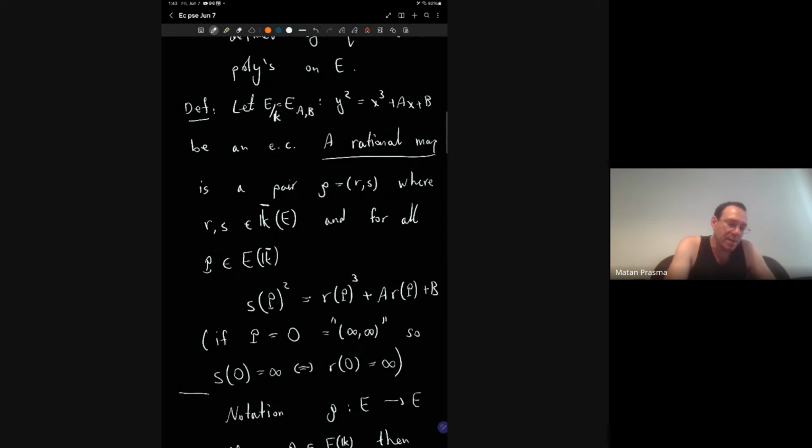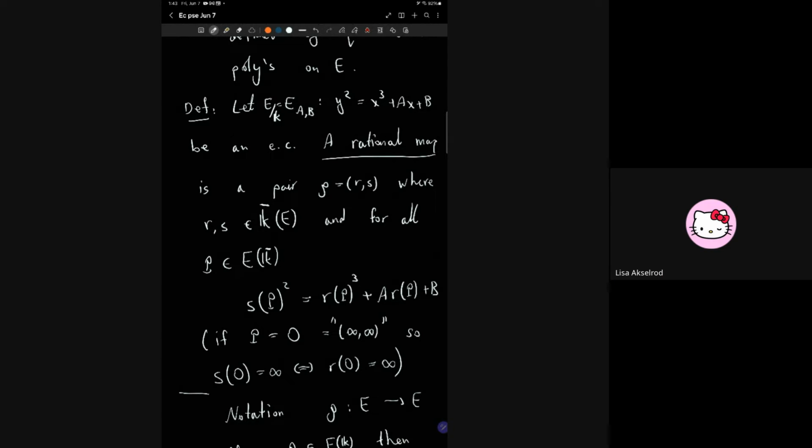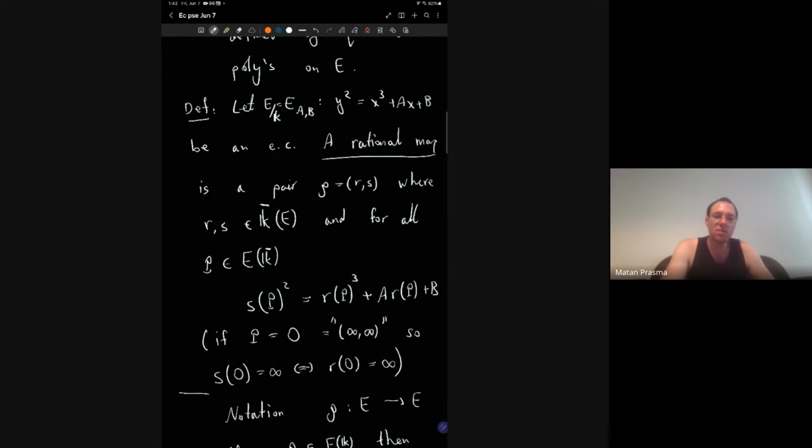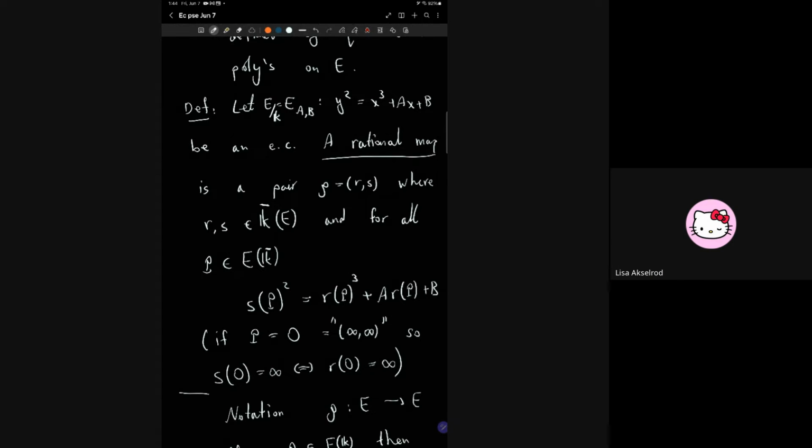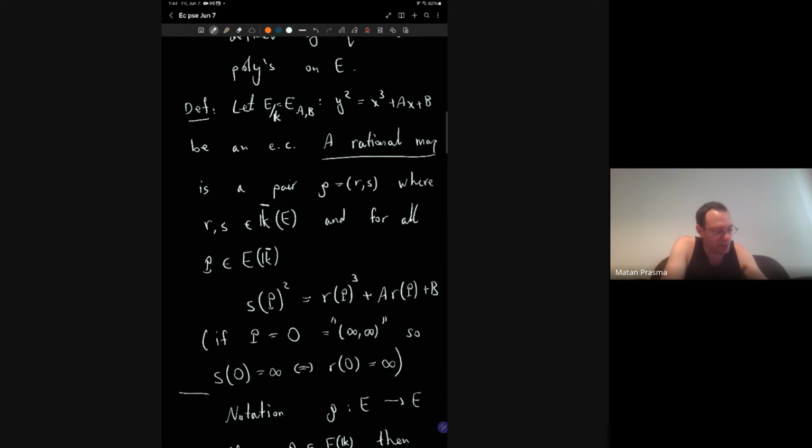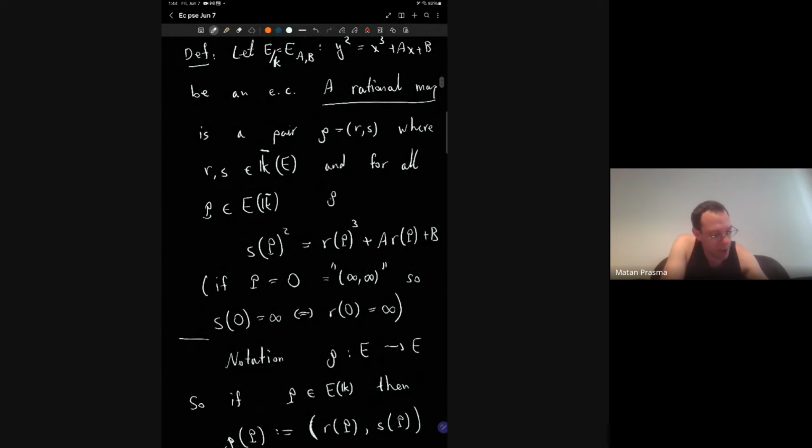Yeah, although the elliptic curve may be defined over a non-algebraically closed field, the rational functions that we consider will always be over the algebraic closure. Because we want to make sure that they are well defined. Because we want the rational functions to induce maps from E of L to E of L for any extension of K.